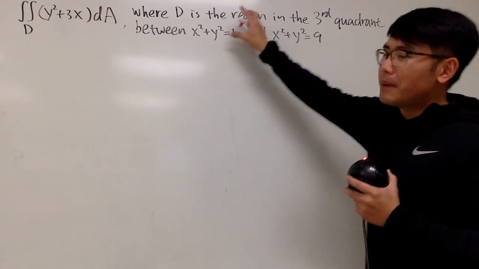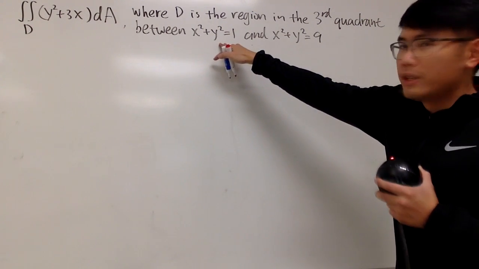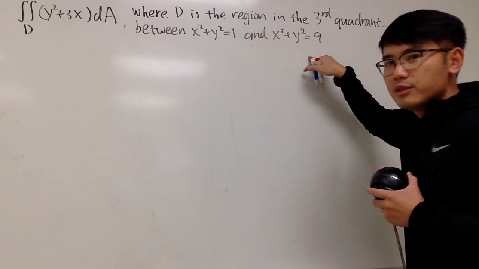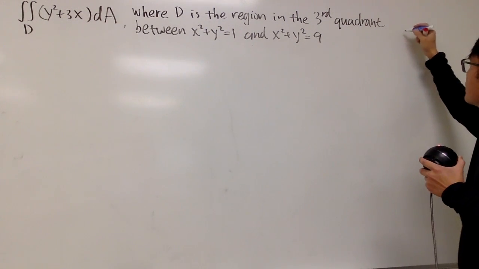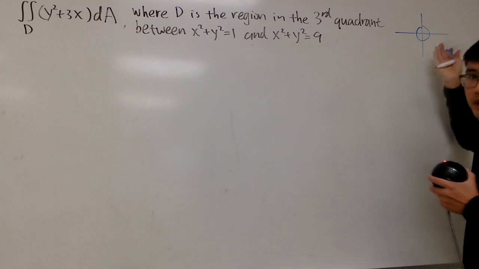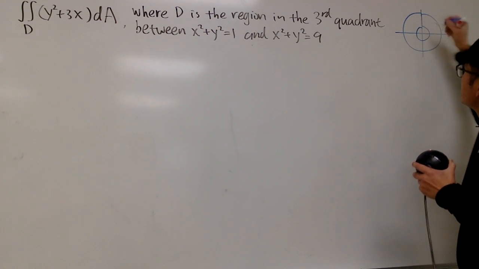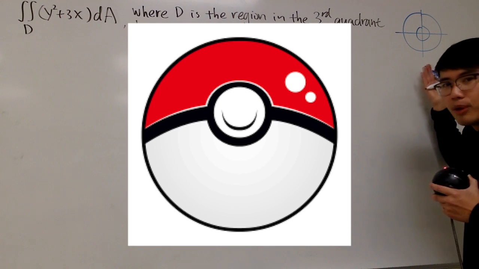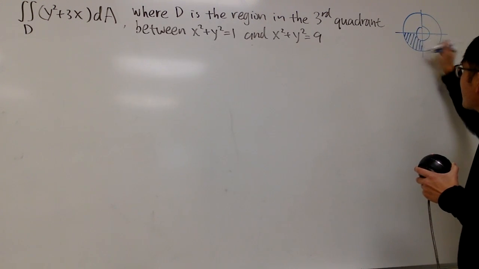Alright, so let's talk about what D is first. Well, it's a circle right here with radius 1, and this is a circle with radius 3, and we are in the third quadrant. So let me just draw a picture right here for you guys real quick. We have a circle right here with radius 1, and then a bigger circle with radius 3. And now you have a pokeball. And then we just want this part in the third quadrant.